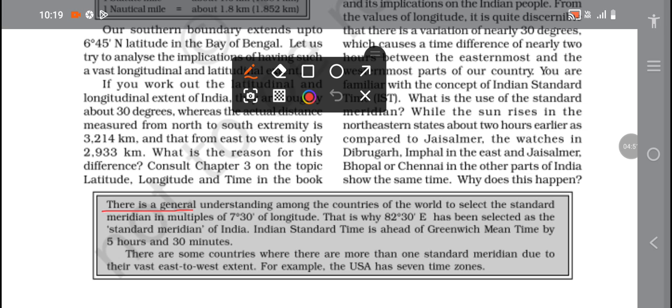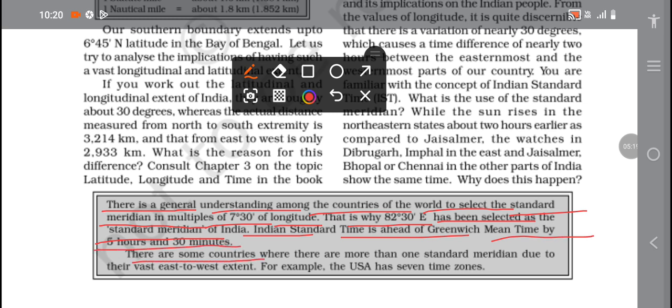There is a general understanding among the countries of the world to select the standard meridian in multiples of 7 degrees 30 minutes of longitude. That is why 82 degrees 30 minutes east has been selected as the standard meridian of India. Indian Standard Time is ahead of Greenwich Mean Time by 5 hours and 30 minutes.